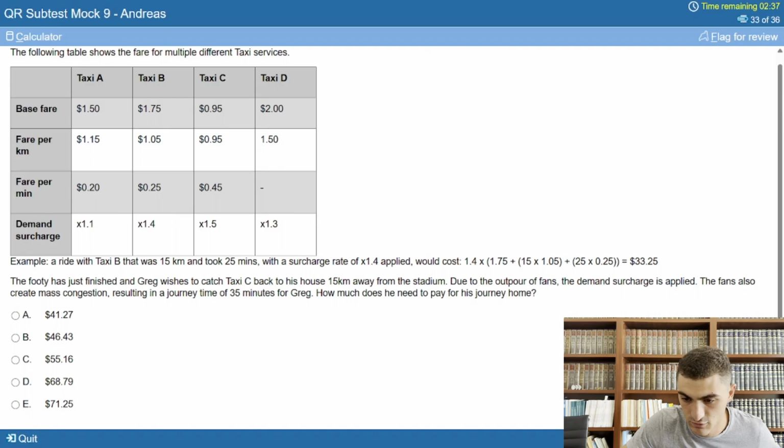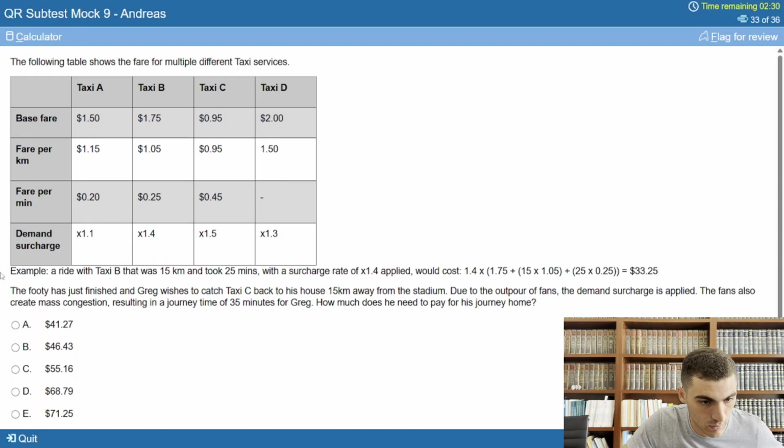Okay, last one. Yeah, okay. Stadium. So it's 15 kilometers away from the stadium. So it's taxi C.